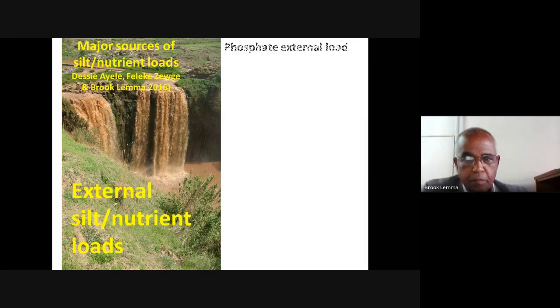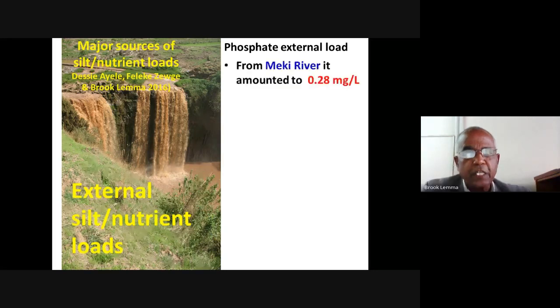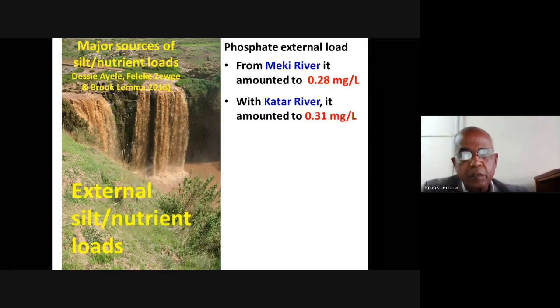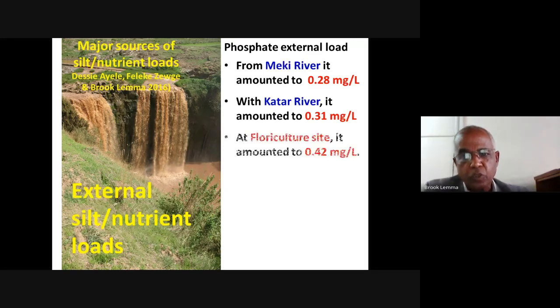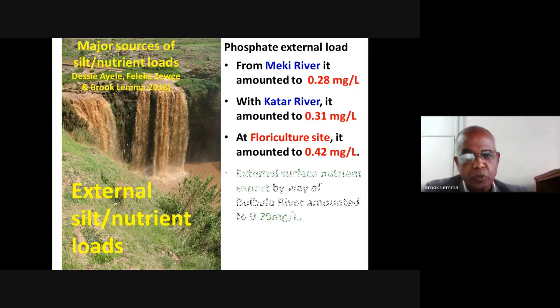Now, the phosphate external load from Maki River was measured. The Maki River is a river that comes from the western side, from the Gurage mountain side. Qatar River is coming from the eastern side. These are the two feeder rivers. Both of them come with loads of nutrients. The floriculture farms located on the shore of Lake Zawai also produce this.